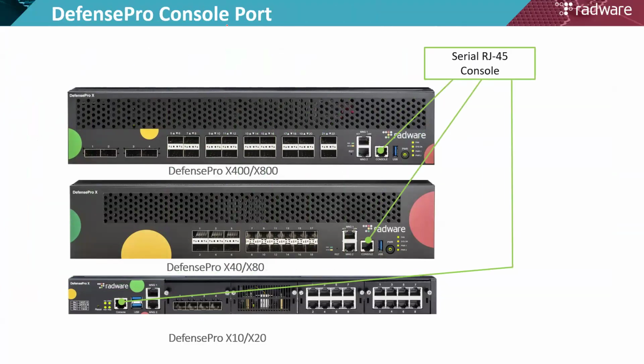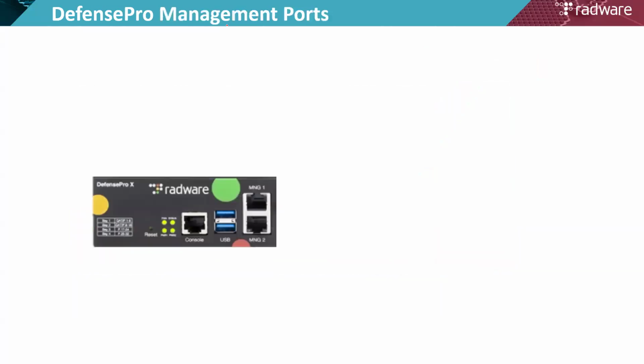So DefensePro also has a console port available. Once you purchase the DefensePro, there would be no initial configuration. So initial configurations like setting up the IP addresses and so on would be done via the serial console port. You just need to insert a console cable and connect the other end to your PC. Just configure the IP addresses and you should be good to go. So this is where your console port comes in.